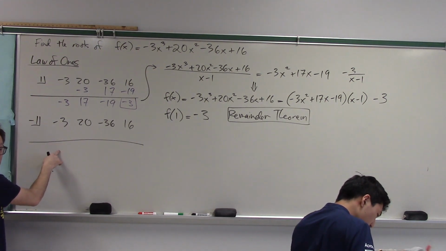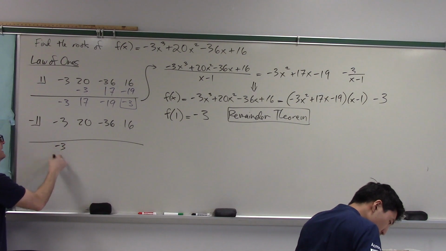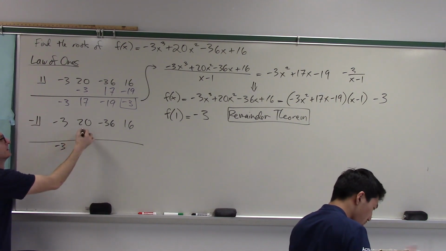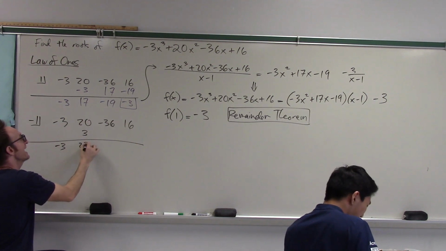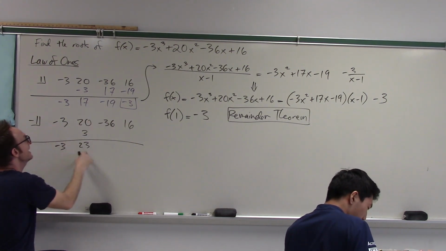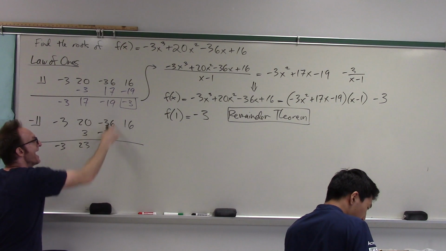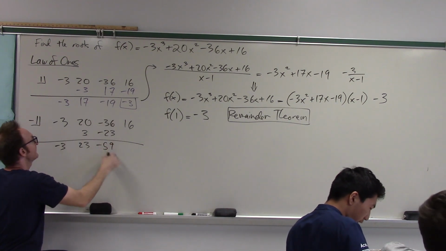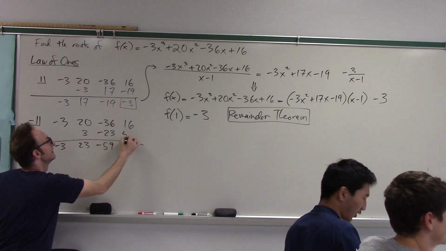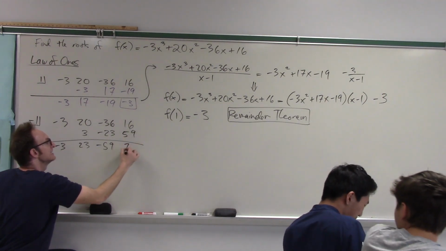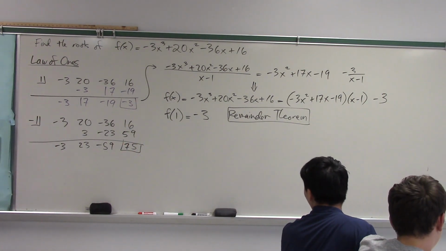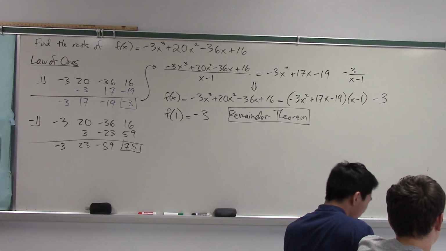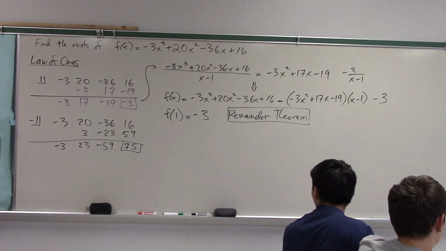I want to prove to you that these take about 5 seconds. We bring down the negative 3. Negative 1 times negative 3 is 3. Add. Multiply. So that's negative 23. Add. Negative 59. Multiply. 59. Add 75. Oh man, what did we just learn? Negative 1 is not good either. Yeah, this negative 1 is also not a root.